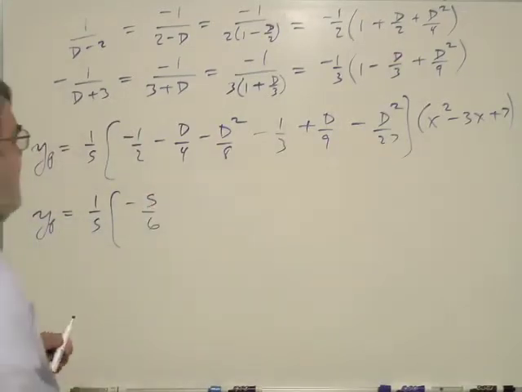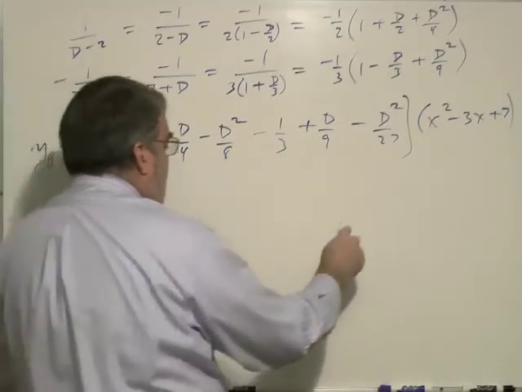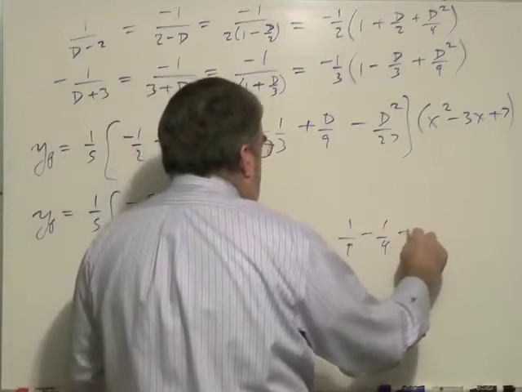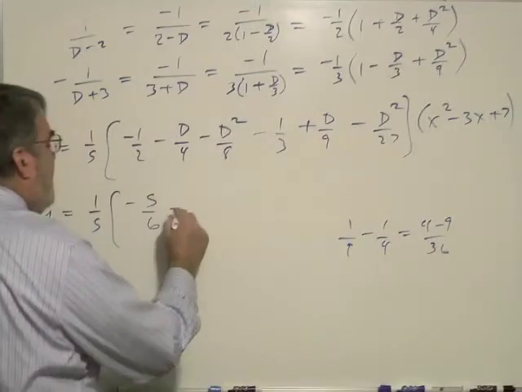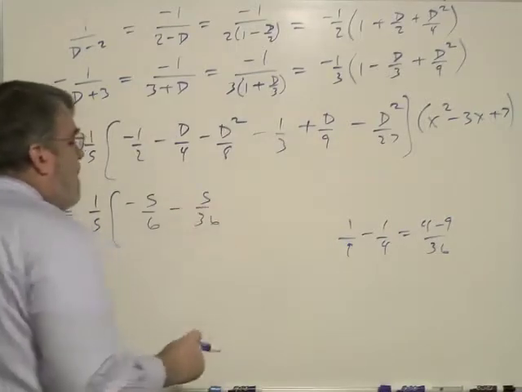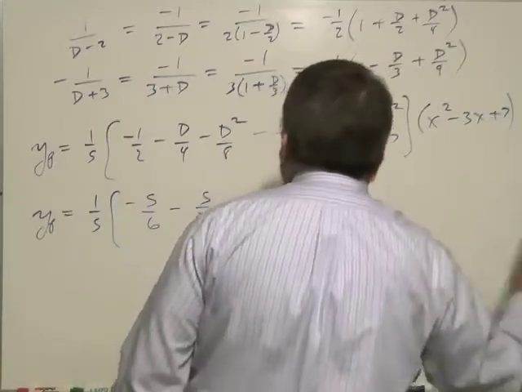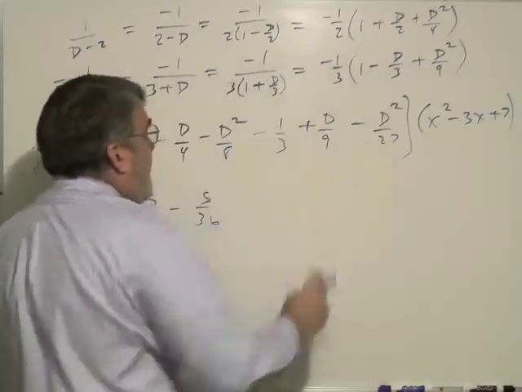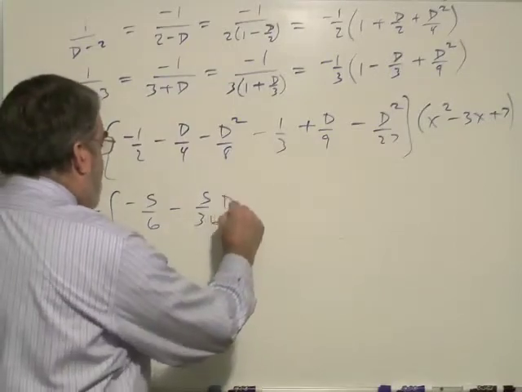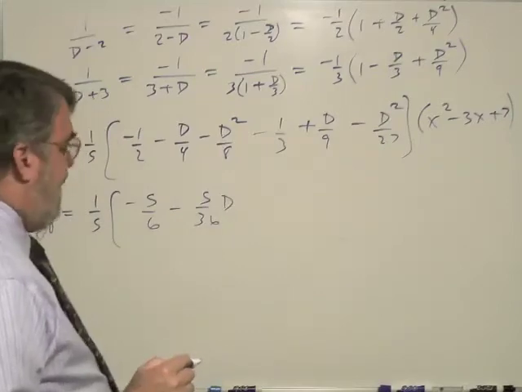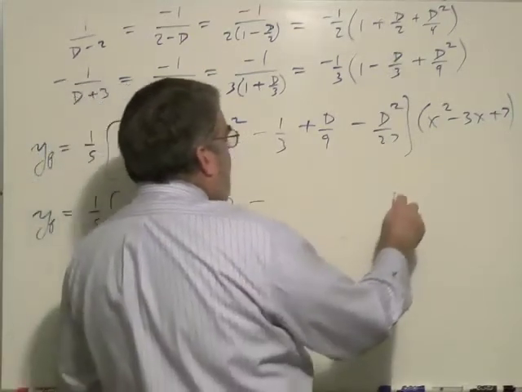And now the d terms, I have 1/9 minus 1/4. 1/9 minus 1/4 would be 4 minus 9 over 36. So it'd be minus 5/36. And my last fraction is going to be minus 1/8 minus 1/27 times d squared. Let me put the d here. Better remember to put the d. So basically it's a negative of 1/8 and 1/27.